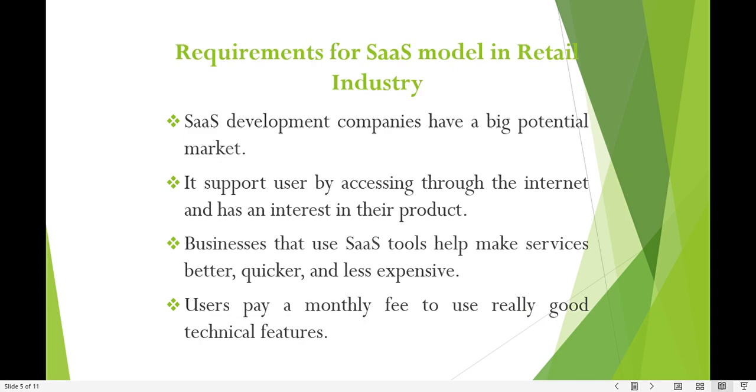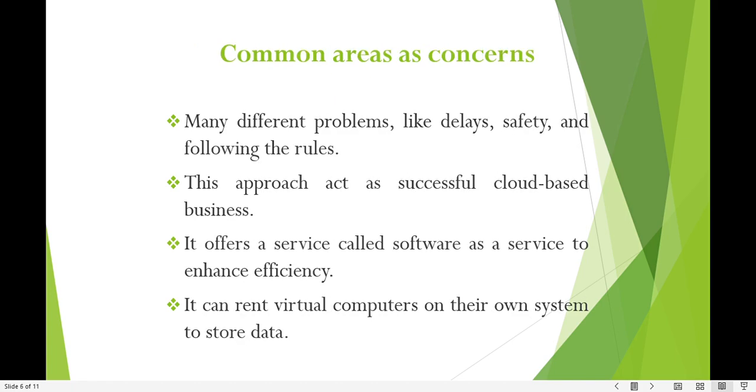The requirements of SaaS in retail. What are the major requirements that we have? SaaS developer companies have a big potential market. We all know Amazon. It supports users by giving access through the internet and interest in the products. Businesses that use SaaS tools can work quicker, better, and less expensively because we don't need any physical servers or physical stores for this. Users pay a monthly fee to use really good technical features. As I've told you, we have to pay some amount of money every month to AWS.